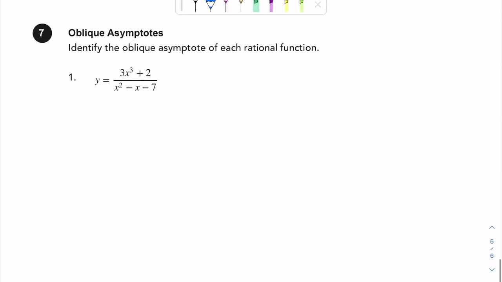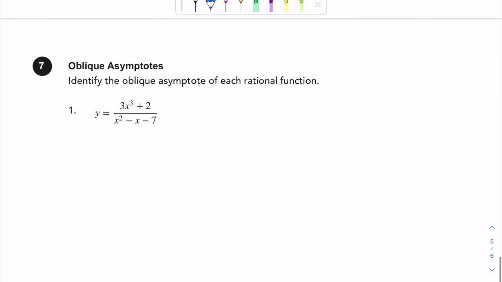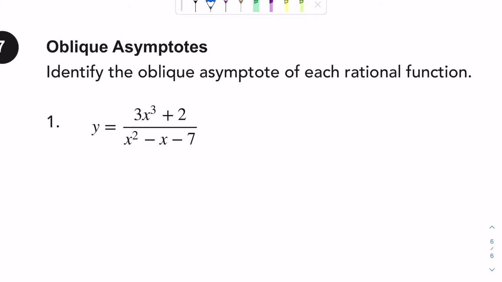So for the first example, we have y is equal to 3x cubed plus 2 divided by x squared minus x minus 7. So you can clearly see that the exponent of the numerator is 3, the exponent of the denominator is 2. When this happens, you set up a long division or synthetic division, but most of the time it has to be long division because of the functions that you're working with. You set up a long division problem. Whatever's in the numerator is going to go under your long division sign. Make sure you include all terms.